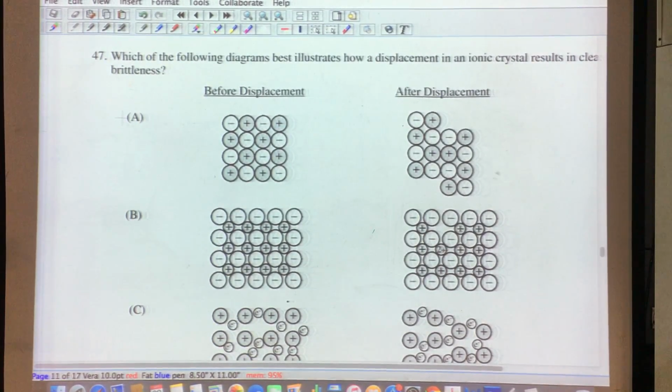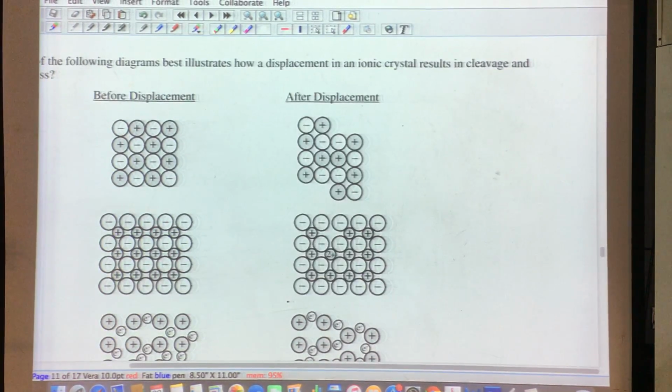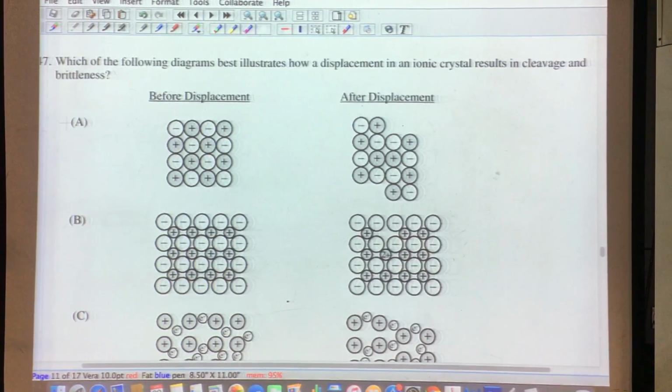47. Which of the following diagrams best illustrates how a displacement of an ionic crystal results in a cleavage, which means a splitting, and brittleness? Okay. You guys know ionic compounds can be split, and the reason is right here. If you hammer down on a crystal that's ionic, you could put two negatives in close proximity. These guys are going to what? Repel and break apart.